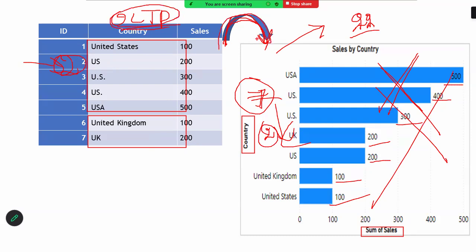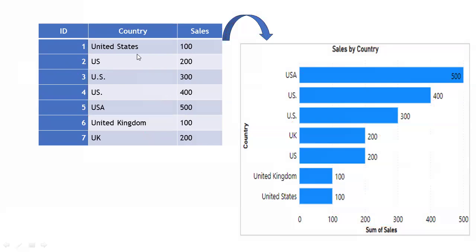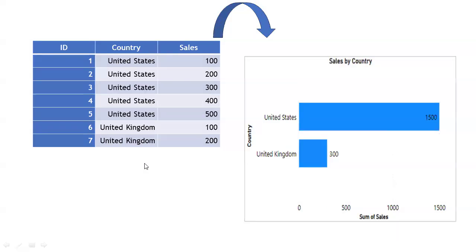When I go and create reports directly on OLTPs, reports will get wrong data. The problem is not with the reports. The problem is with the data. That is the reason I said that we don't create reports on OLTPs. Now go to the next slide.